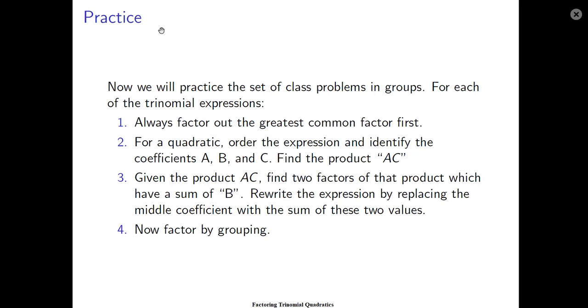We're now going to practice some problems in class. Remember that you always want to factor out the greatest common factor first. If you're left with a quadratic trinomial, you can use the method that we just discussed today. So you're going to find two factors of the product AC which have a sum of b. You rewrite that middle term with the sum of those two factors, and then you will complete the problem by factoring by grouping. So we'll now go ahead and complete the class set of problems in groups.